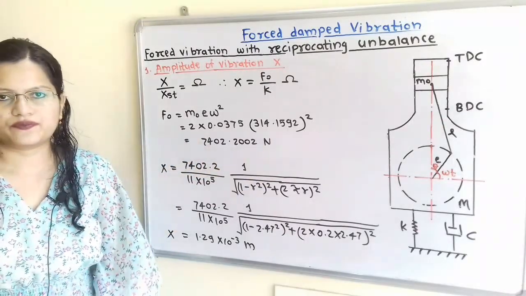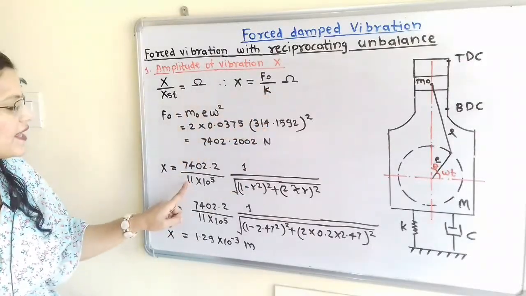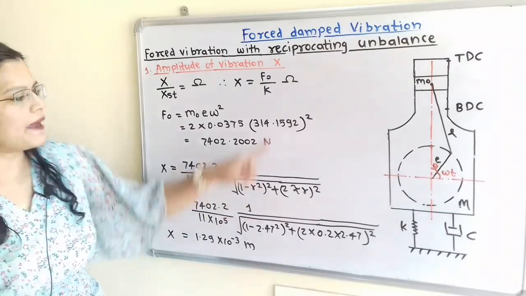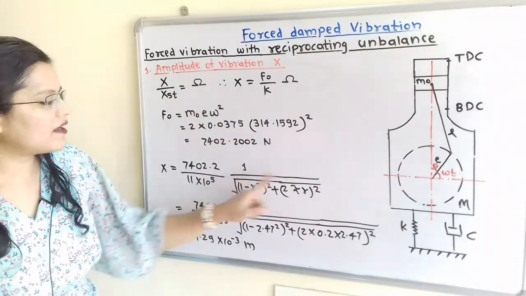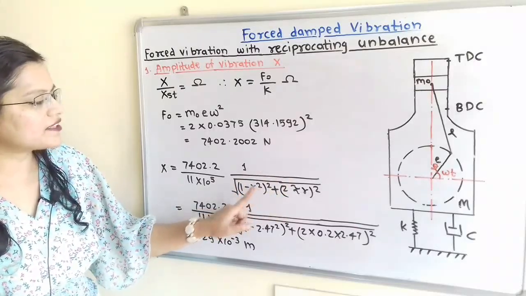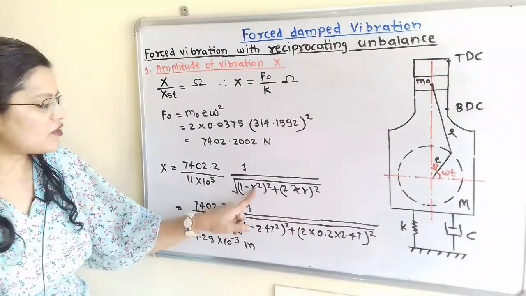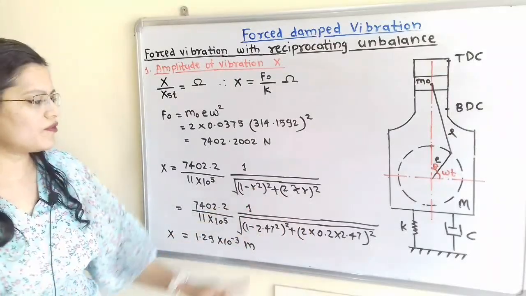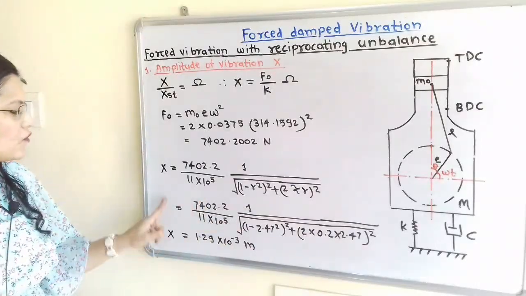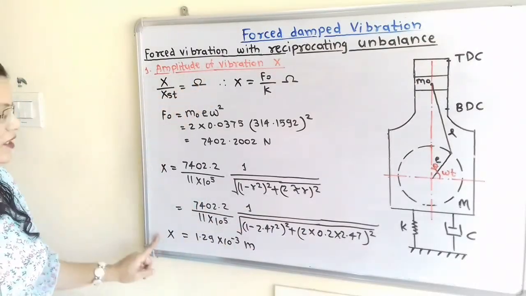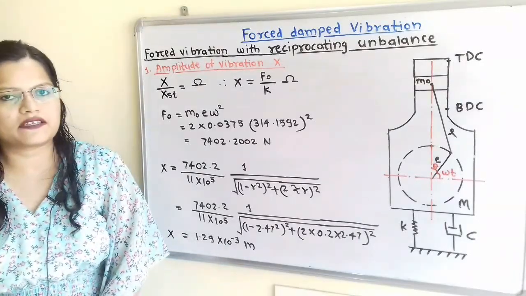When we put the values, we get the answer 7402.2002 Newton. Now we will put the other values. The value of K is 11 into 10 raised to 5, and for the magnification factor we write the formula 1 divided by the square root of [1 minus r squared] whole squared plus [2 zeta r] whole squared. The value of r we have calculated is 2.47, zeta is 0.2. When we put the values, we get the amplitude of vibration capital X equal to 1.29 into 10 raised to minus 3 meter.